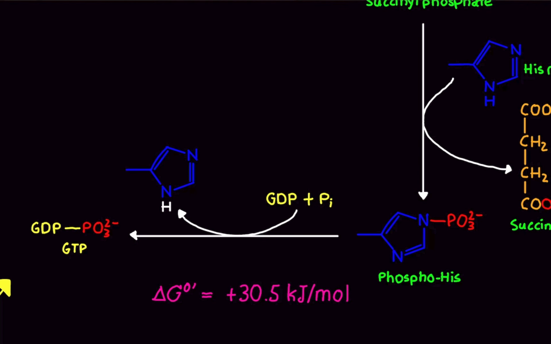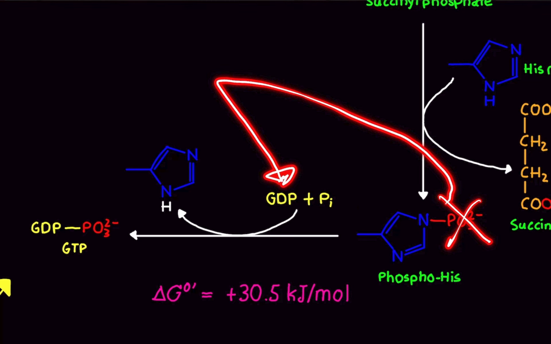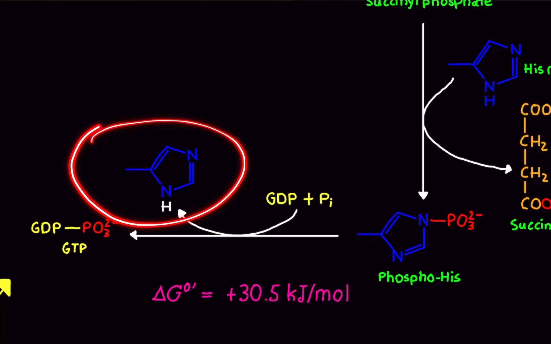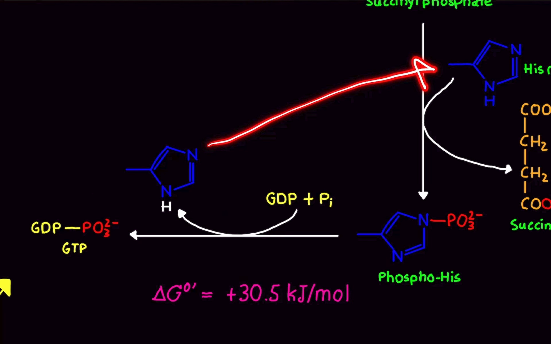Now what we need to do is make energy, right? We need to cash this in, put a deposit down. How are we going to do that? There's going to be a random GDP molecule floating around. This GDP is like ATP but guanine based. You'll notice this inorganic phosphate. This is the same thing as this. What's going to happen is this is going to break off and it's going to join GDP to make GTP. Doing so will regenerate this histidine residue, which would go back here to be reused.